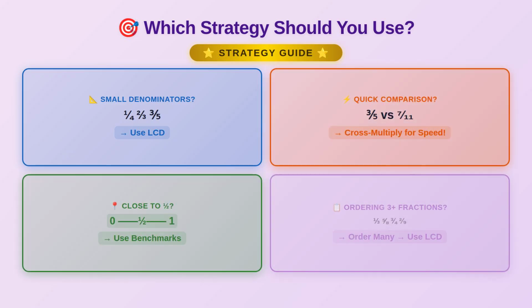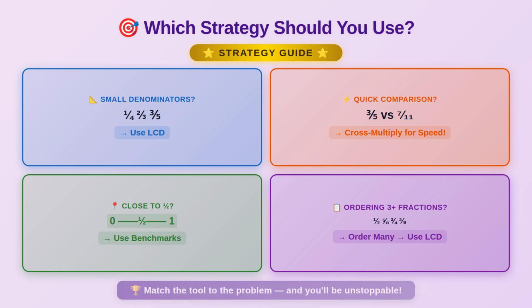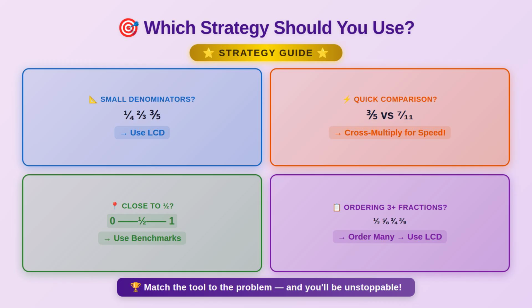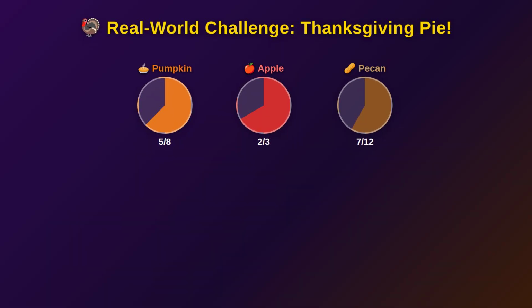Now you've got 3 strategies, but which one should you actually use? Great question. If the denominators are small and easy numbers, just find the common denominator. It's clean and clear. If you need a quick answer and you're just comparing 2 fractions, cross multiplication is your best friend. Super fast. If one fraction is obviously close to 1/2 and the other isn't, use benchmarks. No calculations at all. And if you're ordering 3 or more fractions at once, always go with the common denominator method. It keeps everything organized. Match the tool to the problem, and you'll be unstoppable.